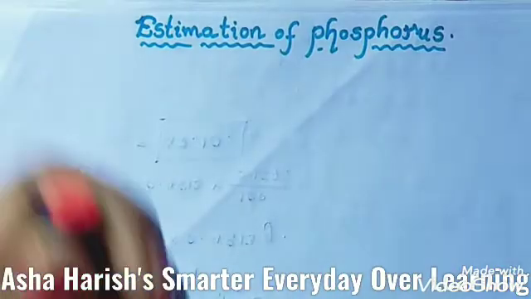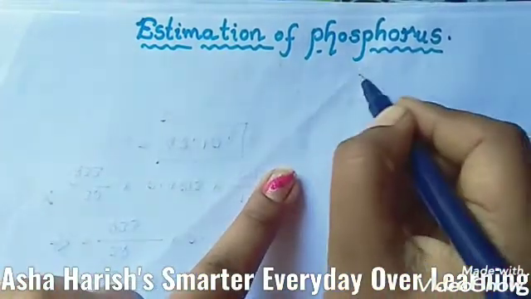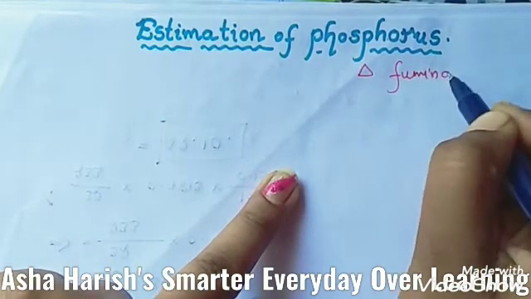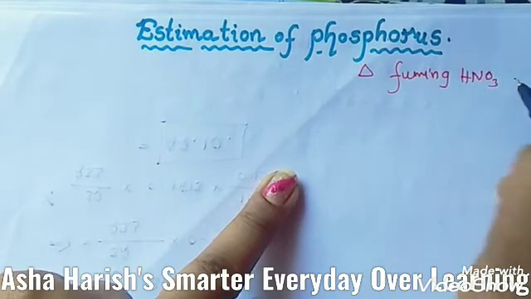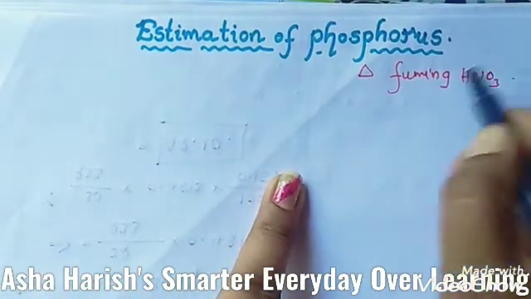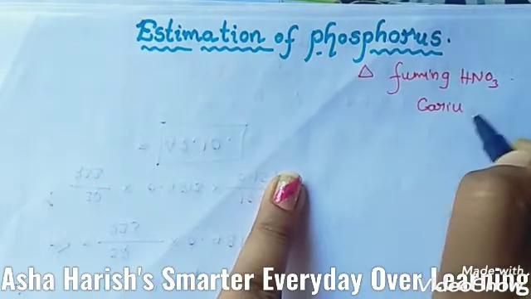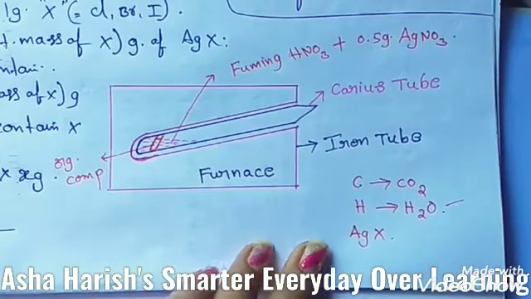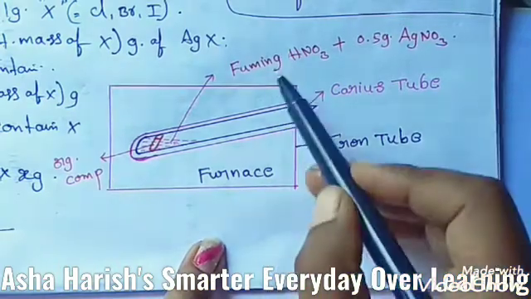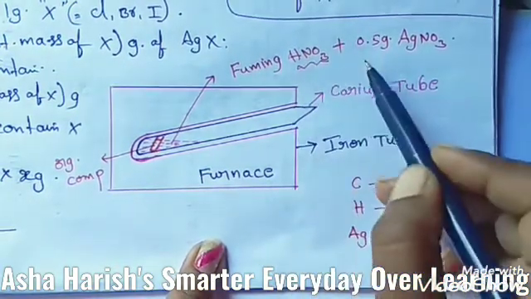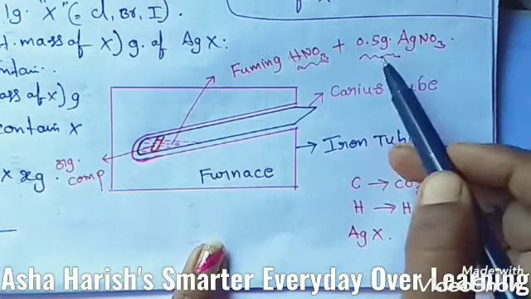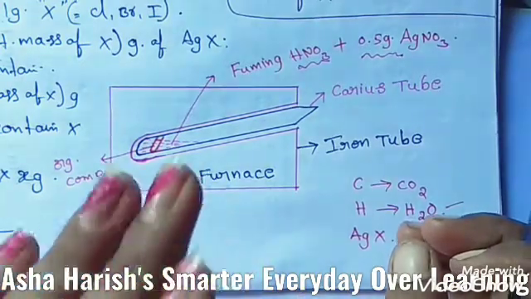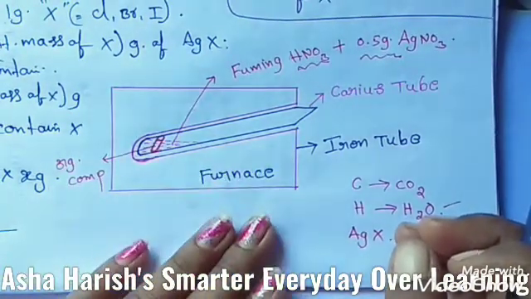In this estimation of phosphorus, a known mass of the organic compound is heated with fuming nitric acid HNO3 in a sealed tube, that is Carius tube. The structure of this Carius tube, here you can see, here the furnace is there, and here fuming HNO3 and 0.5 grams of AgNO3. This is the Carius method we have discussed already in the estimation of halogens, right? And this Carius method only you have to use for the estimation of phosphorus also.